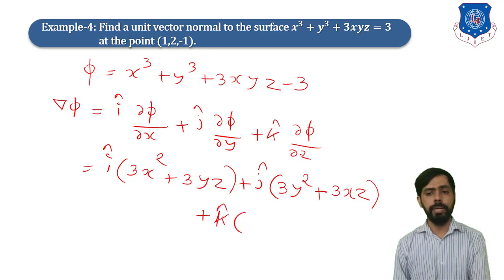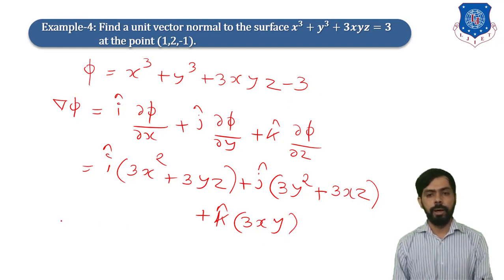Plus k into del phi by del z. The meaning of del phi by del z is the partial differentiation of phi with respect to z. The derivative of x cube will be 0 because x and y are constant. The derivative of the second term will be 0, and the derivative of the third term will be 3xy because the derivative of z with respect to z is 1, and the derivative of 3 will be 0. Okay, so this is grad phi.